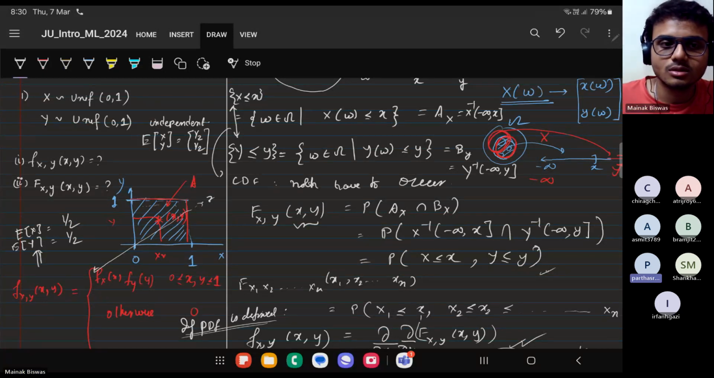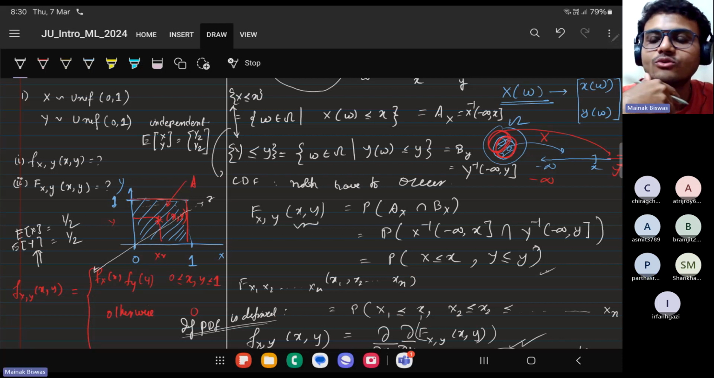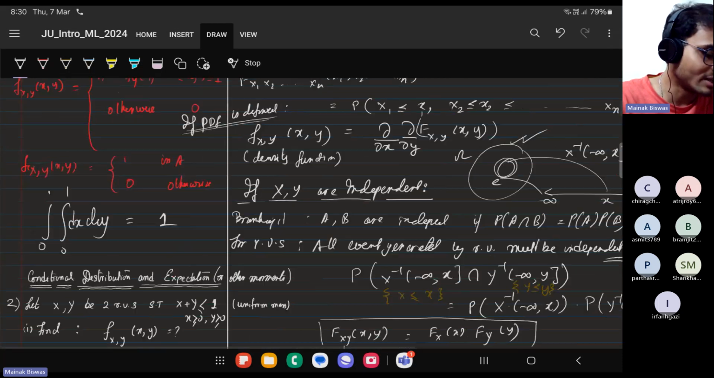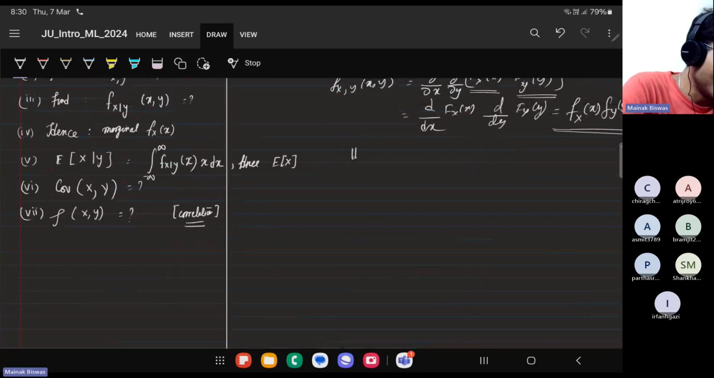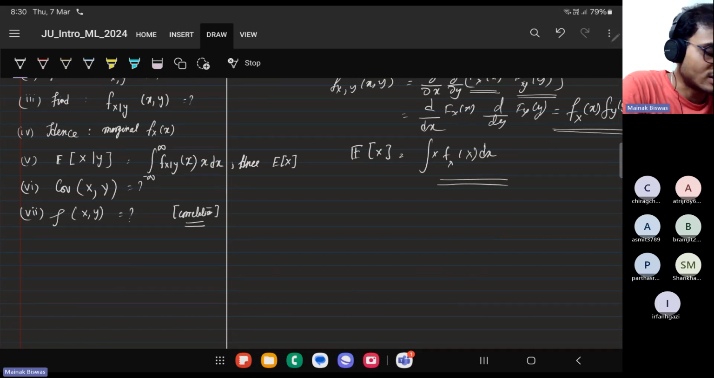Actually, if I say expected value of x comma y, how are you defining the expected value of a comma? Expected value of x is defined as, again, the same thing, x into f of x. So x will be computed separately, y will be computed separately. So both coordinates will be computed separately.